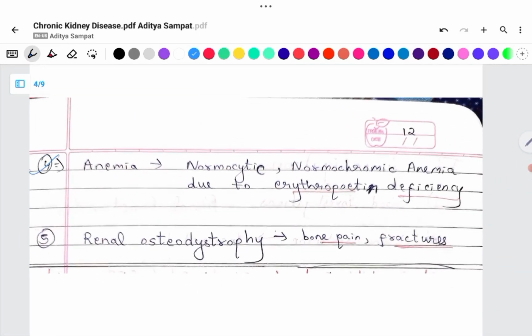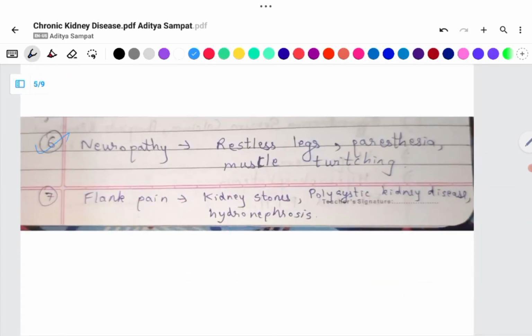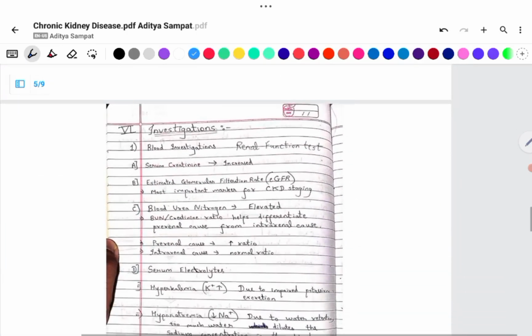Fourth, anemia. Normocytic, normochromic anemia due to erythropoietin deficiency. Fifth, renal osteodystrophy. There can be bone pain and fractures. Sixth, neuropathy. There are restless legs, paraesthesia, muscle twitching. Seventh, flank pain. Kidney stones, polycystic kidney disease, and hydronephrosis.